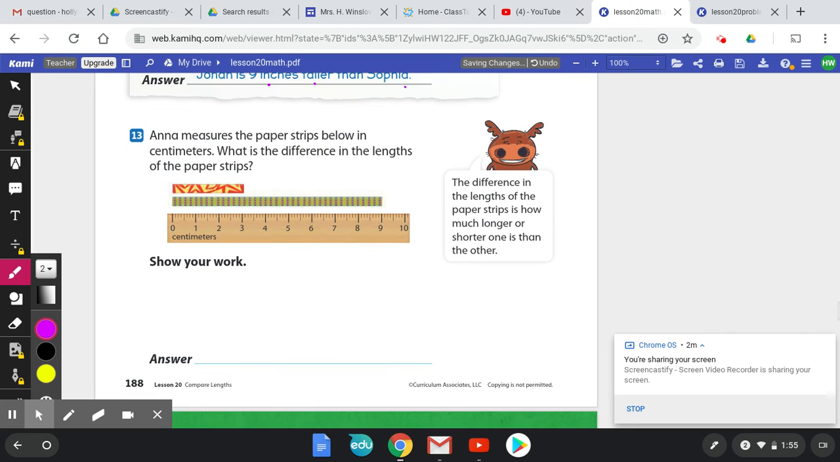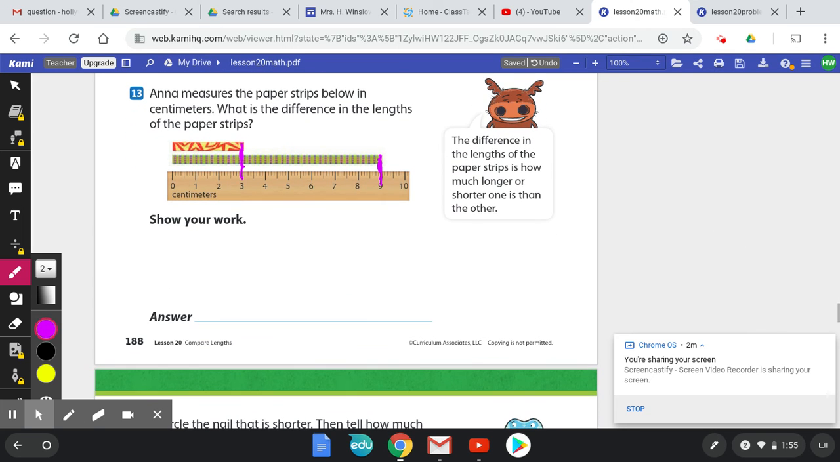So looking at number 13, Anna measures the paper strips below in centimeters. What is the difference in the lengths of the paper strips? So you measure those, and we got centimeters here. This first one is 3, and the second one is 9. So if we do our equation, we would say 9 minus 3 equals 6 centimeters. And you can write a sentence that the purple and green paper strip is 6 centimeters longer.